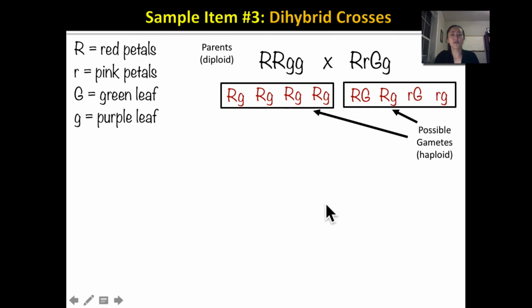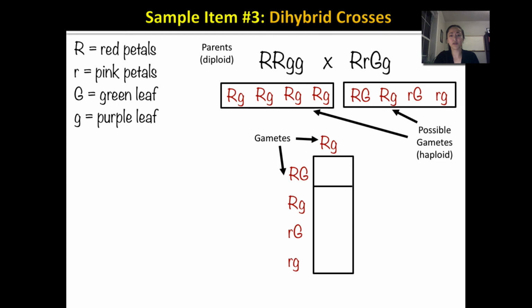So whenever we do our Punnett square, we want to write the possible gametes along the top and the side. Since this parent can only make one type, just write it once. That saves you a lot of time. The other parent can make 4 different ones, so we write all those out. Put a box for each one of these gametes. Bring them together to get the offspring.